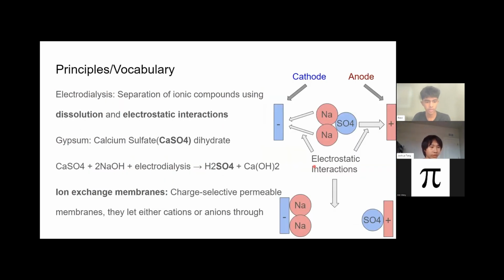Electrodialysis is the splitting of dissolved ionic compounds into their cation and anion components. Basically, we have calcium sulfate from our gypsum, and as you can see in the diagram on the right side, we're splitting sodium sulfate, which we get from turning calcium sulfate into sodium sulfate with sodium hydroxide. We split it into the two parts using electrostatic interactions, which is basically pulling a positively charged ion towards the negative side. Ion exchange membranes are synthetic membranes that only allow a certain type of ion to pass through.